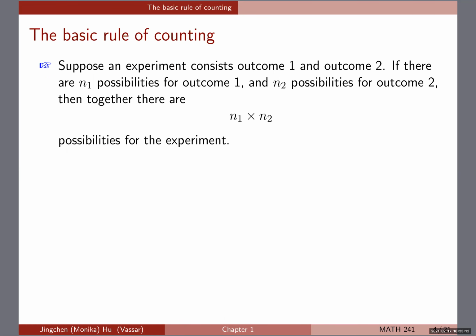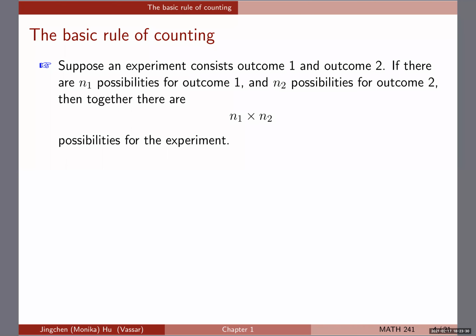Let's start with a definition here. Suppose an experiment consists of outcome 1 and 2. And you know that there are n1 possibilities for the first outcome and n2 possibilities for the second outcome. Then together, there are n1 times n2 possibilities for the experiment.